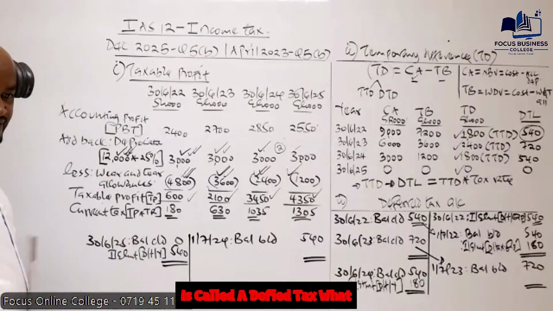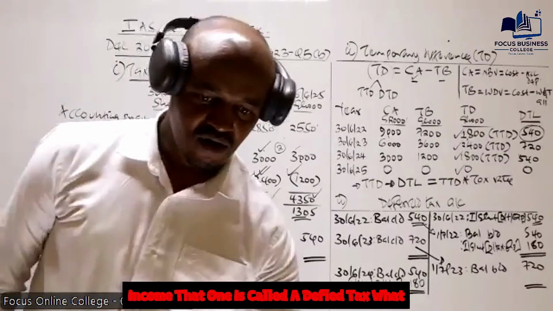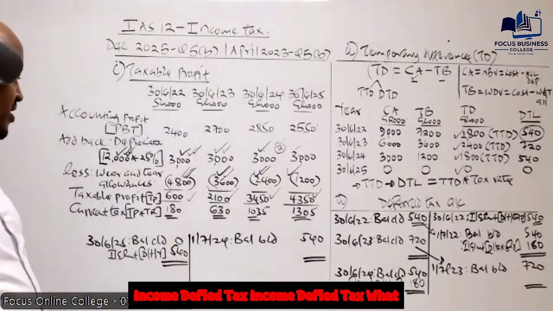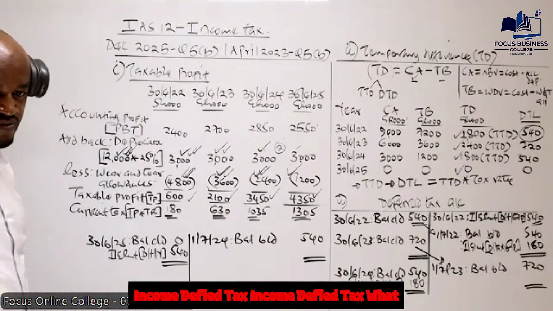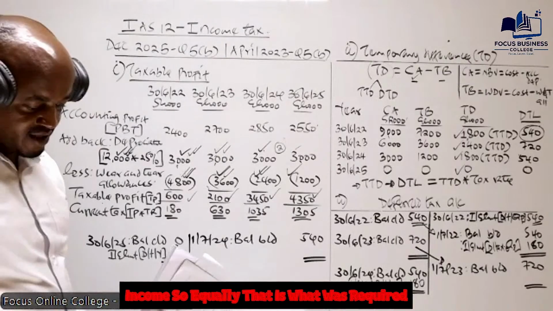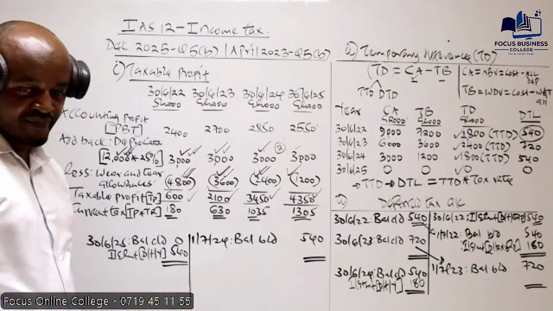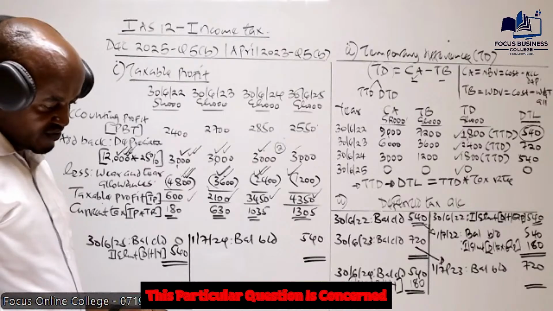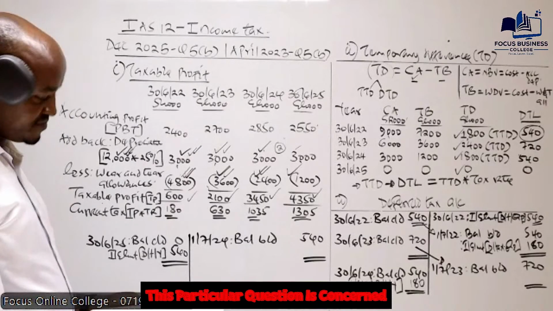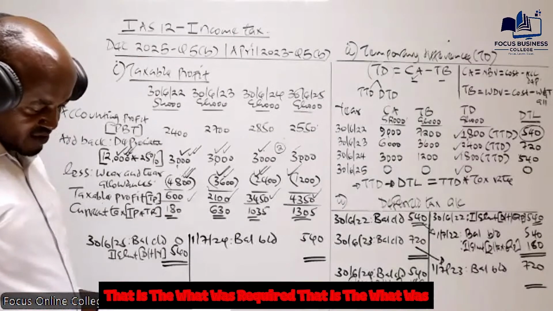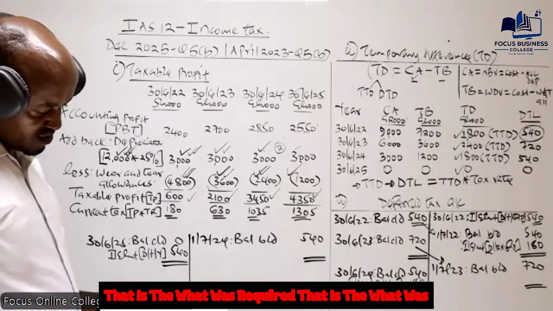It's called a deferred tax what? Income. Deferred tax income. So equally, that is what was required as far as this particular question is concerned.